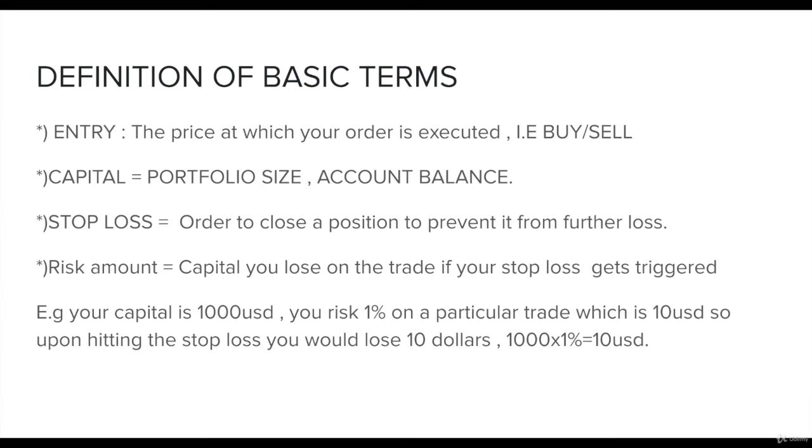Risk amount. Risk amount is the capital you lose on the trade if your stop loss gets triggered. For example, let's assume your capital is 1000 US dollars. You risk 1% on a particular trade, which is $10. So upon hitting the stop loss, you would lose $10. Simple basic math. $1000 your capital multiplied by 1% risk is equal to $10. I have explained in the previous video how much risk you should take per trade.